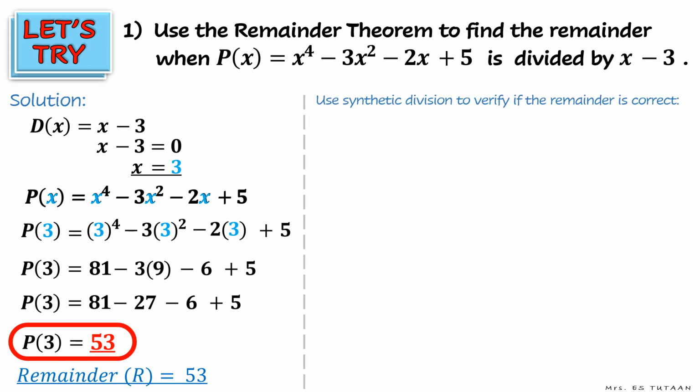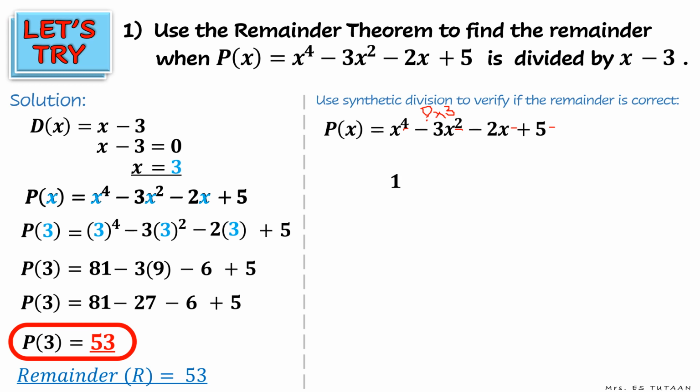Okay? So, i-verify natin yung ating sagot kung tama using the synthetic division. So, ang ating P of x ay x to the 4th minus 3x squared minus 2x plus 5. So, kailangan i-check muna ulit natin kung lahat ba ng term dito ay kumpleto at nasa decreasing order. So, ito ay 4, ito ay 2, ito ay 1, at ito ay 0. So, merong nawawalang term. Ang nawawalang term natin ay x cube.